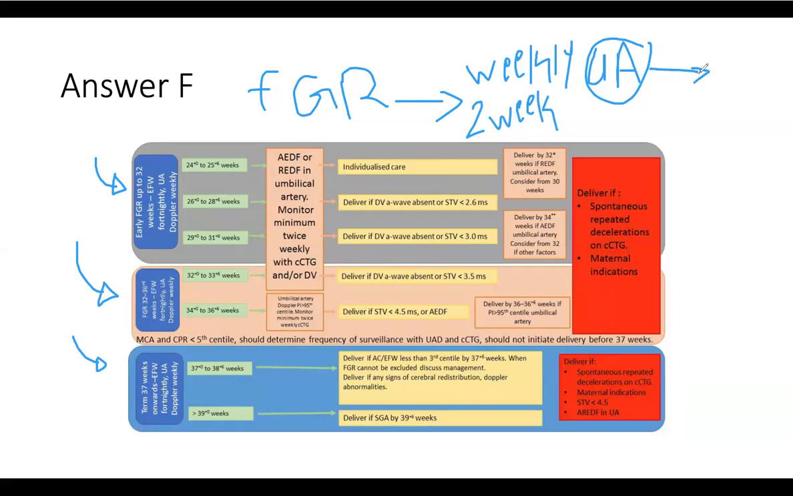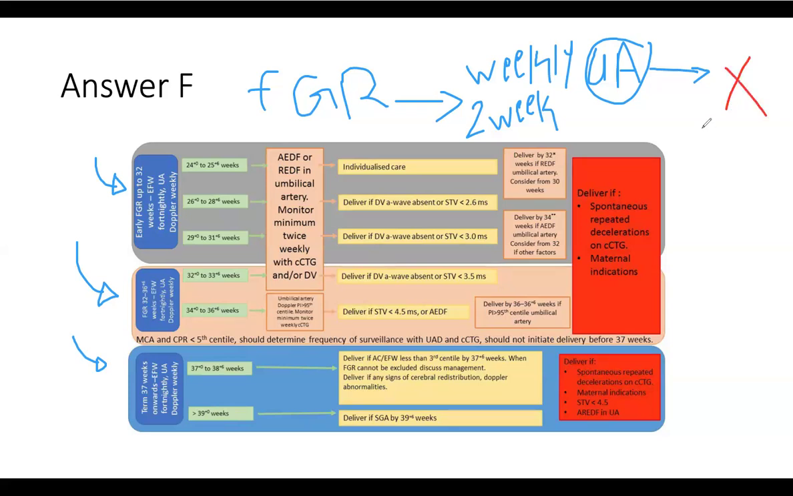Let's say I have a small baby, the size is less than the 3rd centile. This is FGR now by the definition. I follow up by the umbilical artery Doppler. It is normal, so I will keep on following up the umbilical artery Doppler every week until something happens which is considered a turning point in the follow-up. What is this event? The Doppler becoming abnormal.